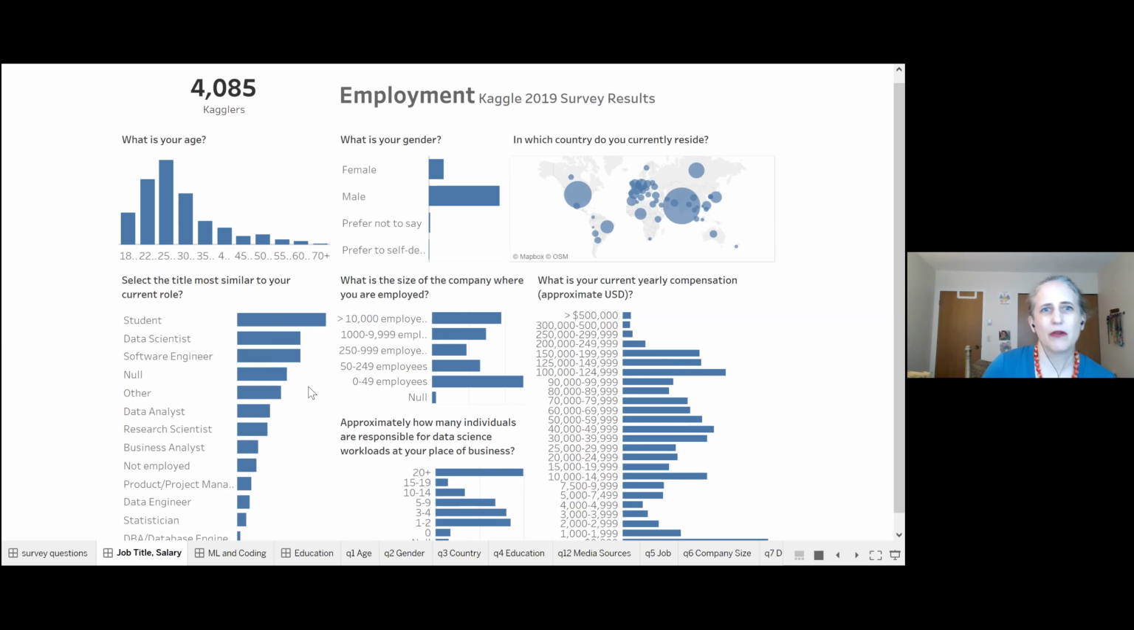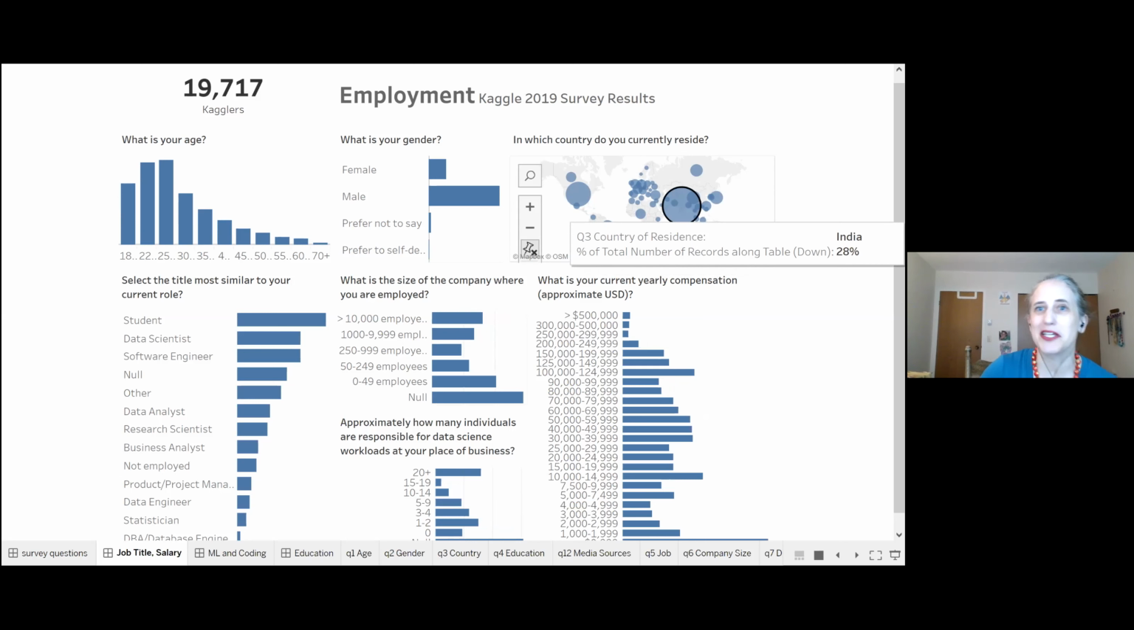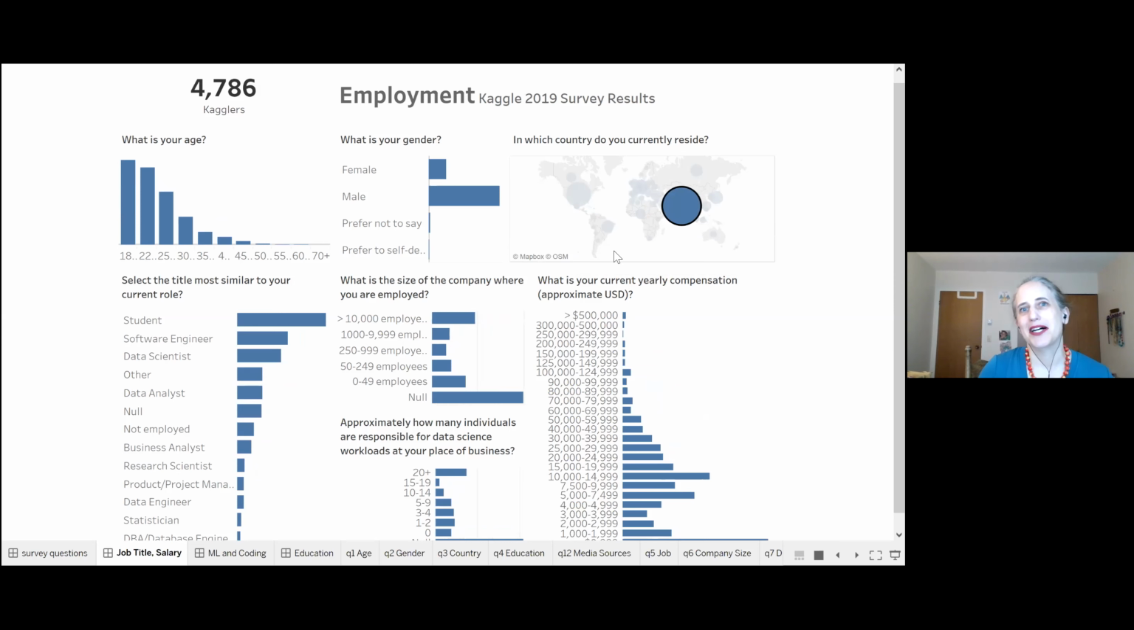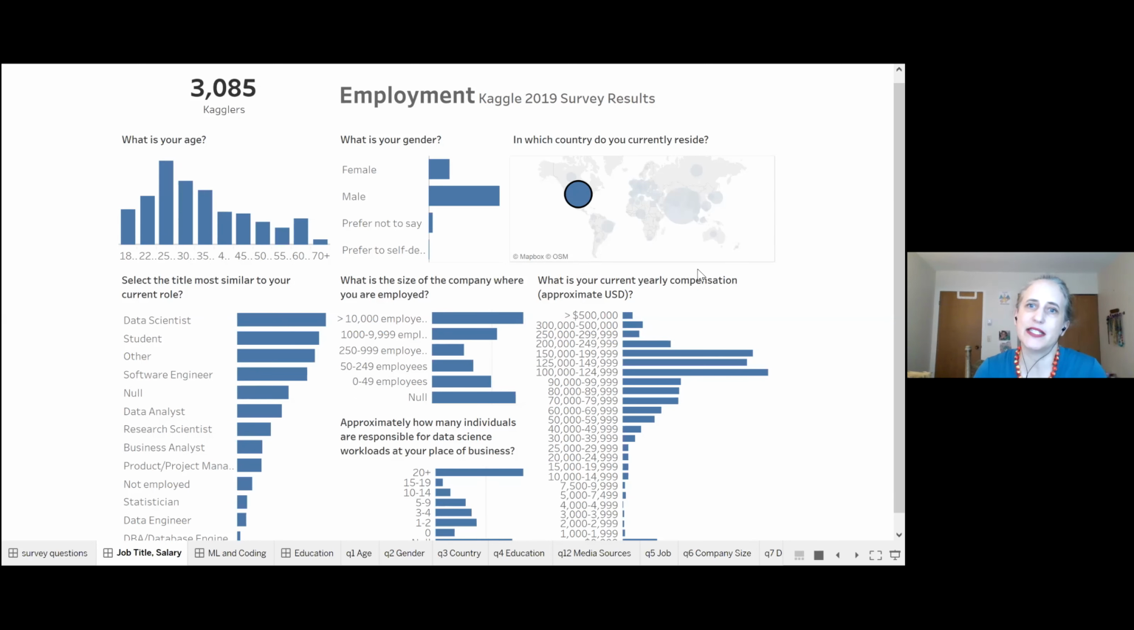One thing that surprised me is that worldwide, most Kagglers currently live in India, and only second most live in the States. In India, most Kagglers are students, and they make a lot less money than people in the States. Let me click back to the States. The States people make the most money, and there are more data scientists than students. I'm not sure you saw how the age changed from India to the States. Kagglers in India are younger than in the States.